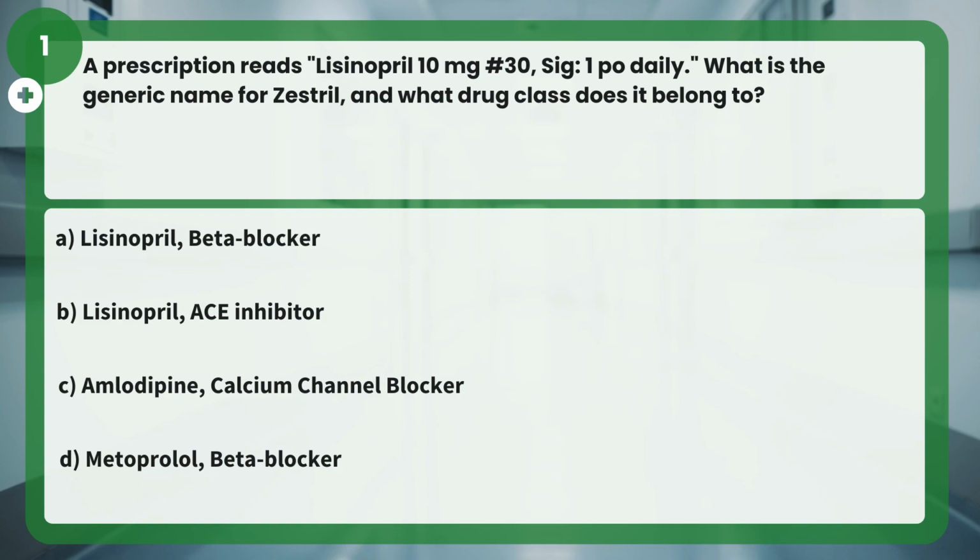Question 1. A prescription reads lisinopril 10 mg number 30, sig: 1 per daily. What is the generic name for Zestril, and what drug class does it belong to? A. Lisinopril, beta blocker. B. Lisinopril, ACE inhibitor. C. Amlodipine, calcium channel blocker. D. Metoprolol, beta blocker.